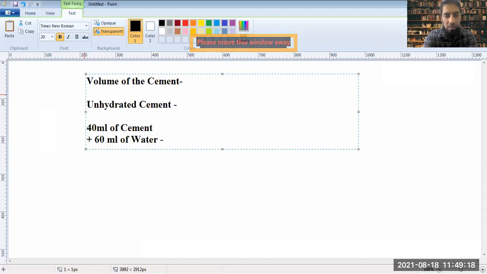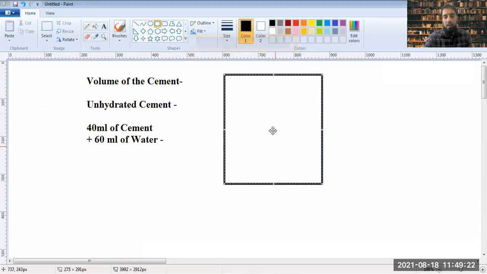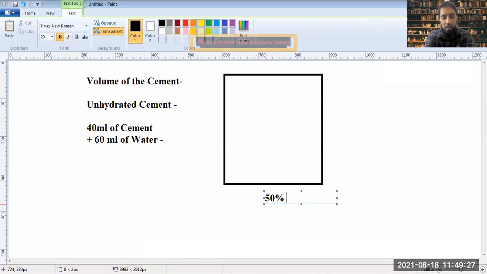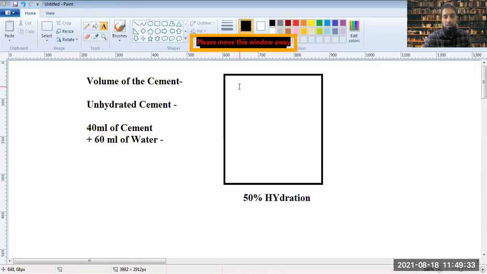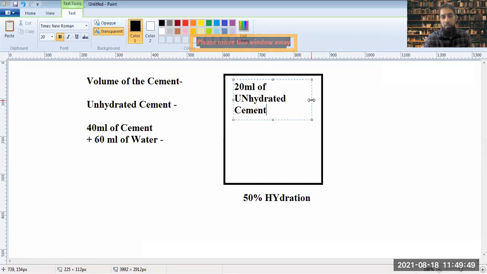At 50% hydration, that is, when 50% hydration is complete, at that time the volume is 20 ml of unhydrated particles. So the first thing that remains in cement at 50% hydration is around 20% of unhydrated cement particles.